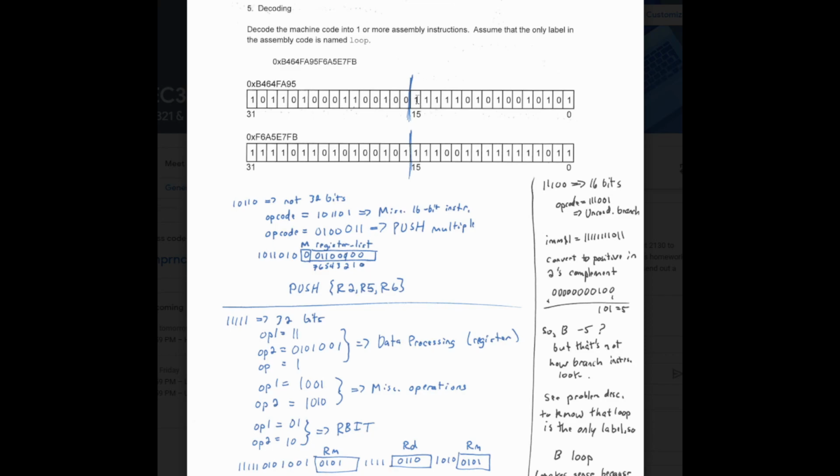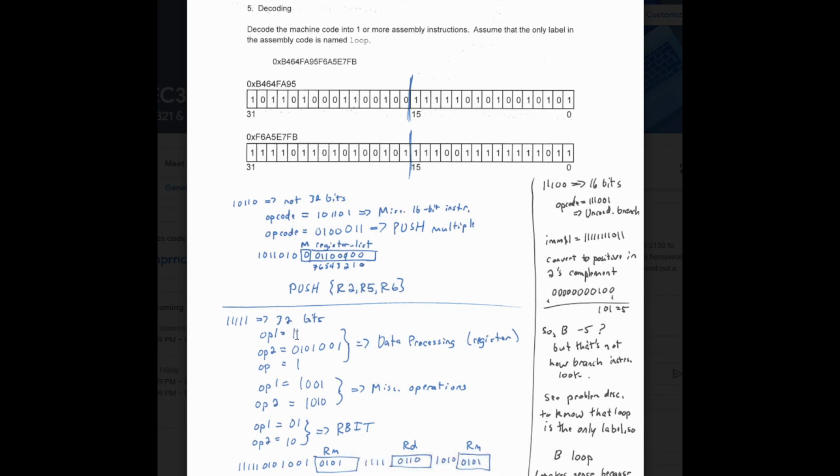We go to the 32-bit instruction encodings, and 111 is always hard-coded here. Op1 is going to be 11. Op2 is going to be 01010001. And then op is going to be this bit 31 here, because if we put these next to each other, it would be 31 down to 15. But regardless, we're just looking at that particular bit for op, and that leads us to data processing register.